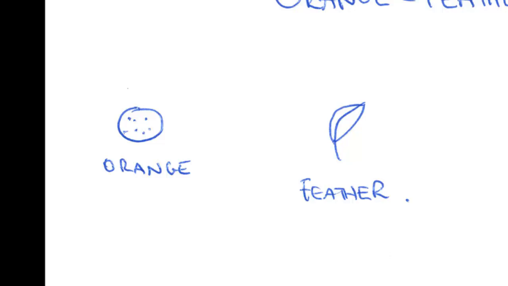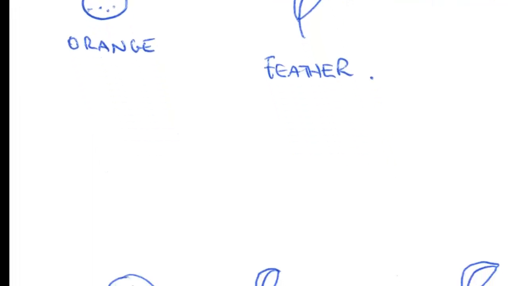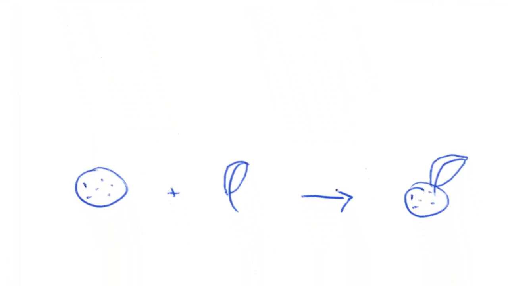Okay, so hypothetically, let's put our business hats on and pretend we're business people, and we've created a product, and everybody wants this product. It's called the orange feather. Okay, everybody wants an orange feather. Now, to make an orange feather, we take one orange and one feather and we combine them in this ratio to produce the orange feather.